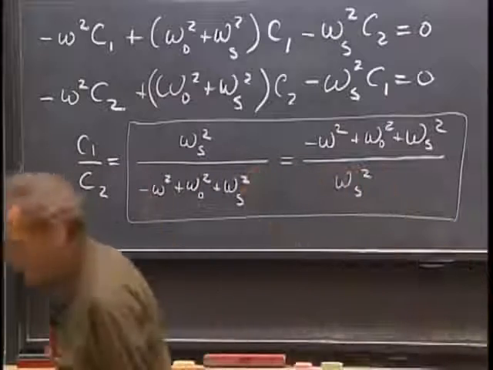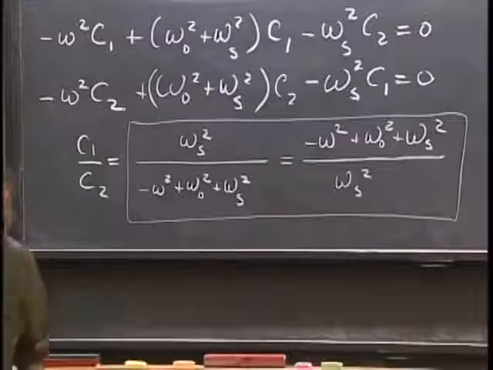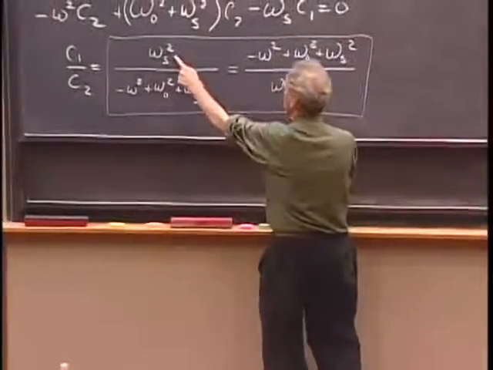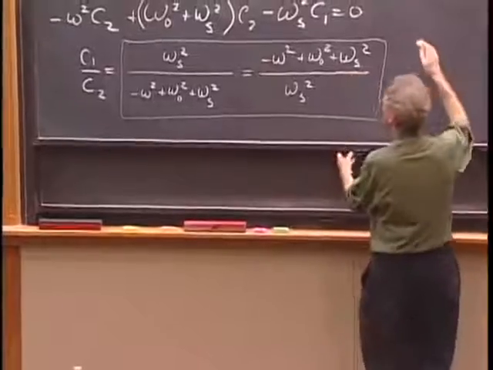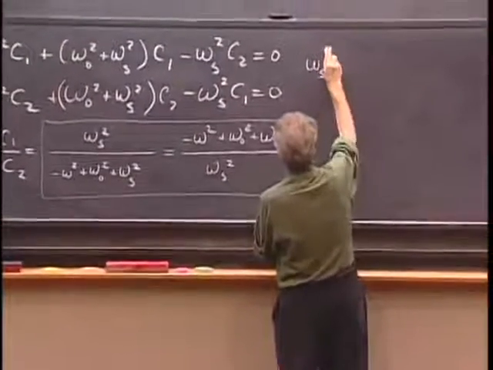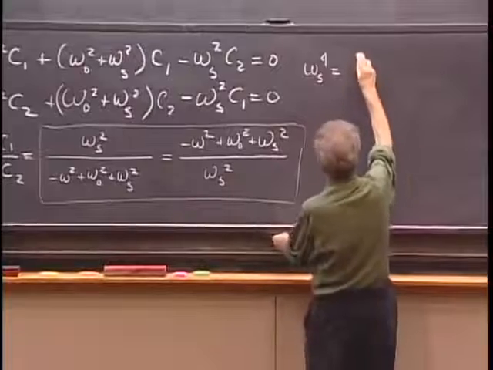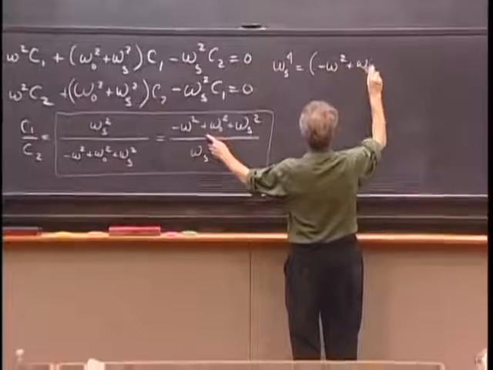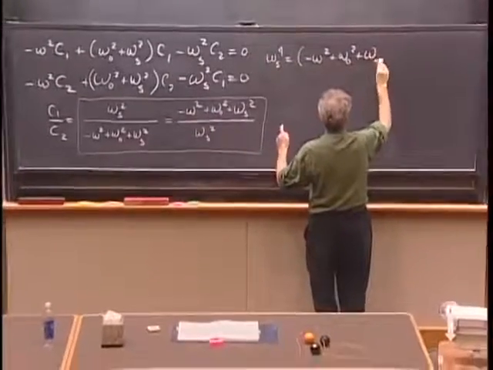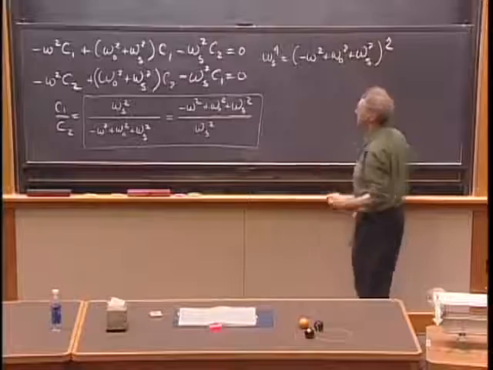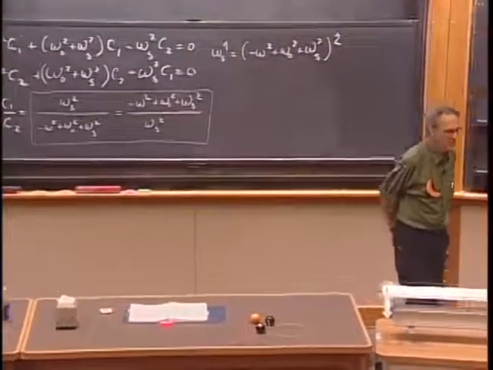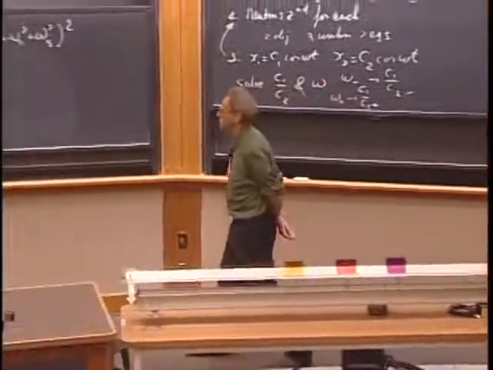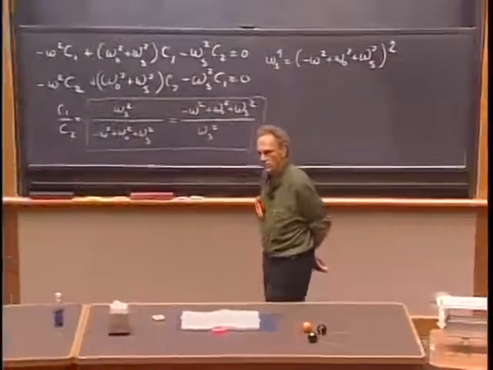So what do I do now? Well, I'm going to simplify this one step further, which is now very easy. I multiply this by this, and this with this. So we get omega s to the power 4 is minus omega squared plus omega 0 squared plus omega s squared, squared. One equation with one unknown. Omega is the only unknown. Take the square root left and right.